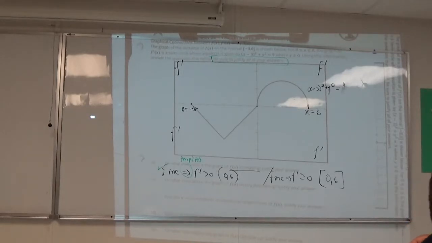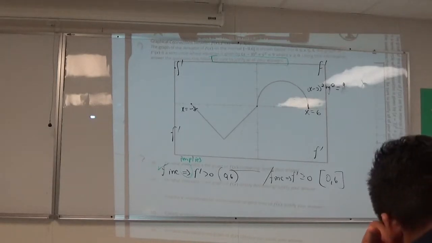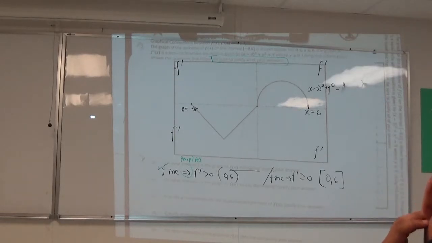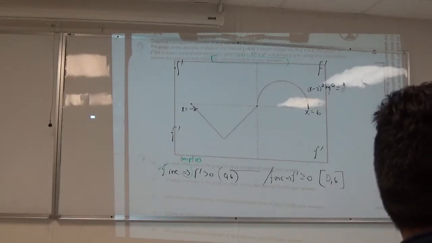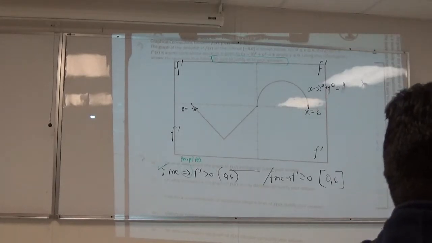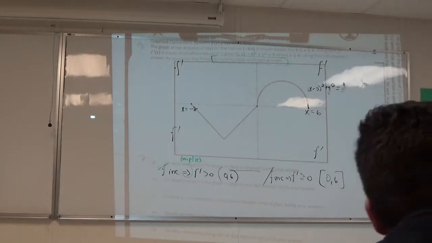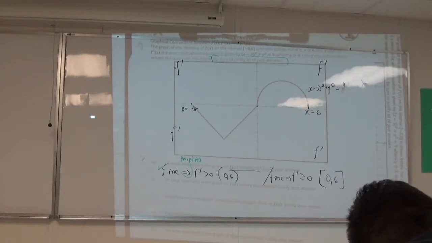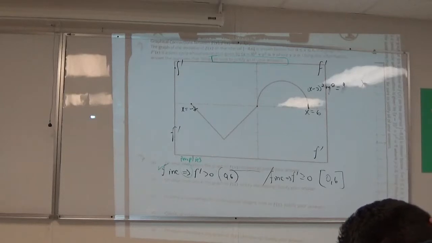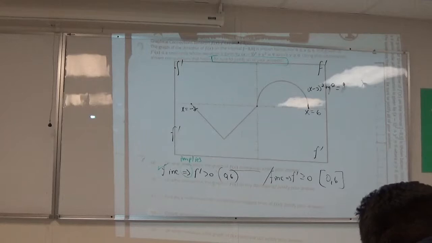Right, if F is concave up, what does that mean about F prime? F prime is increasing. When you look at this graph, where is F prime increasing? So if F is concave up, I write F concave up means F prime is increasing. Already, you've opened the door, you get the first point. Now, tell me about this graph. Where is this graph increasing?